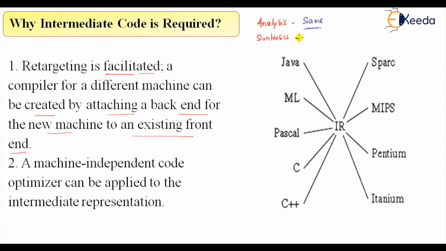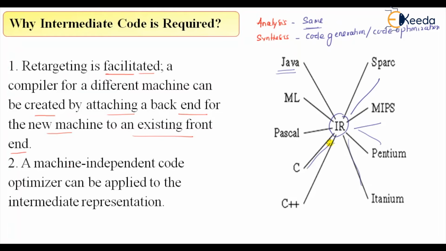The synthesis part, where the code will be generated, code generation, and code optimization is involved, and that is also machine dependent. That may change. So now we have Java, we have done the analysis part, so that IR can be directly translated into, let's say, Sparc, MIPS, Pentium and Itanium architecture.